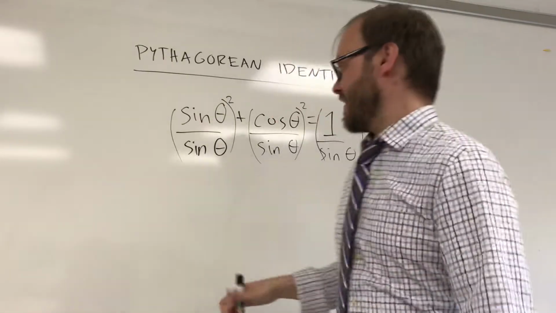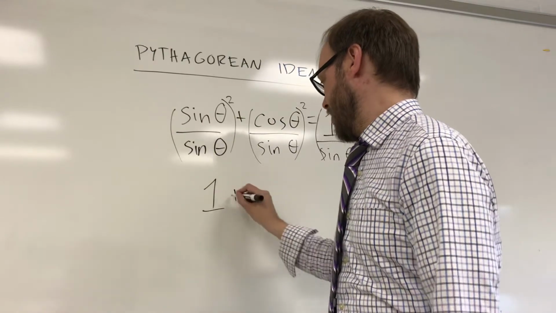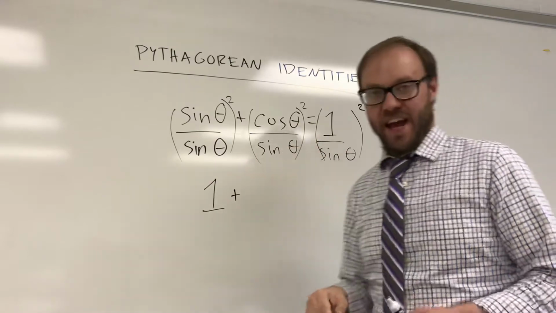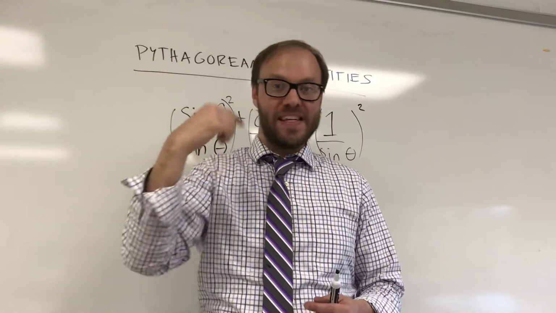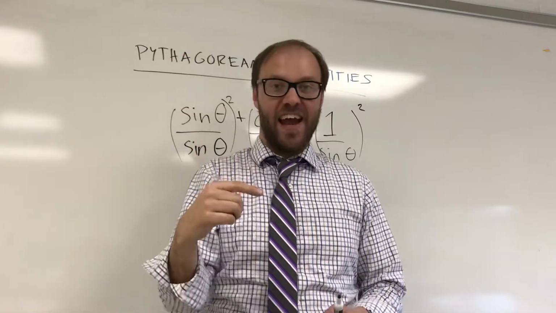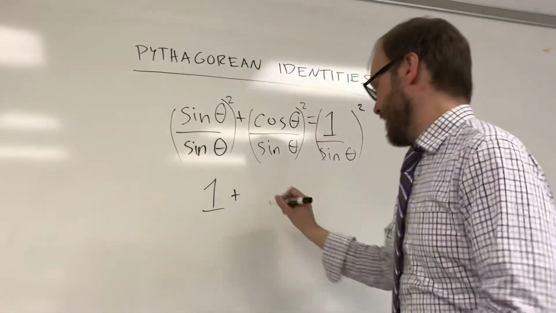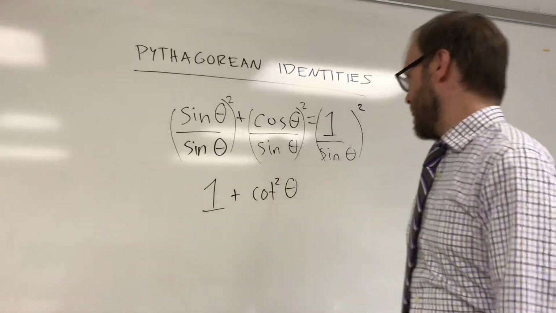Let's see what we get. Anything divided by itself is equal to 1. 1 squared is 1. This is the cosine over the sine of the same angle. Remember, sine over cosine is equal to tangent of theta. So cosine over sine is going to be equal to the cotangent of theta, and it's being squared.